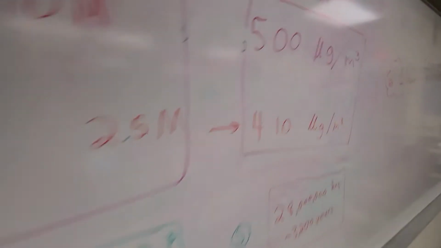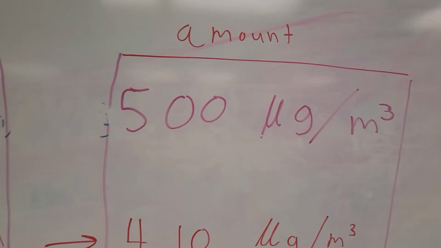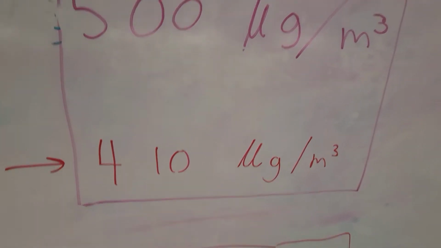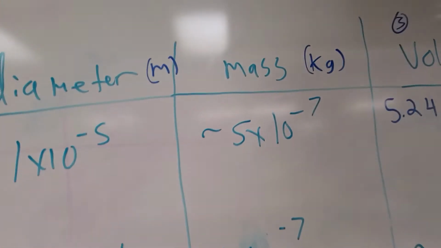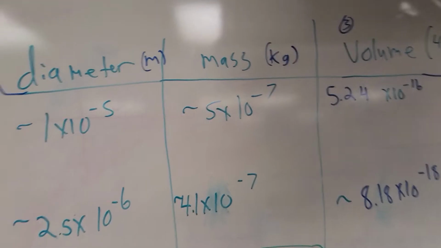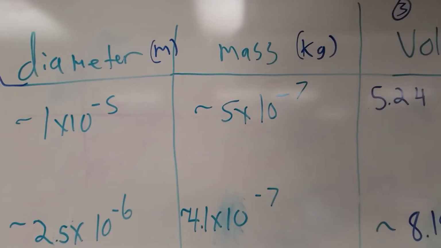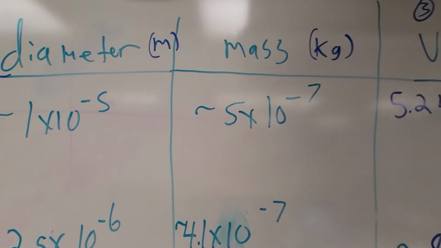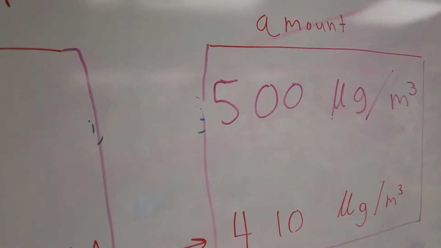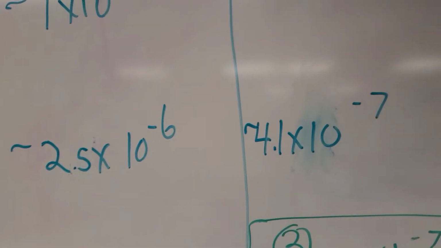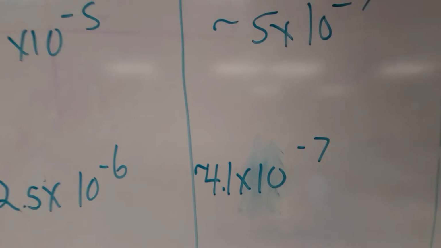All right, and then I wanted us to convert micrograms per cubic meter into kilograms per cubic meter. And what we get when we do that is over here under our mass. So we're basically just converting to kilograms. I get 5 times 10 to the negative 7th, which makes sense because we're just moving the decimal over 9 times, and 4.1 times 10 to the negative 7th.